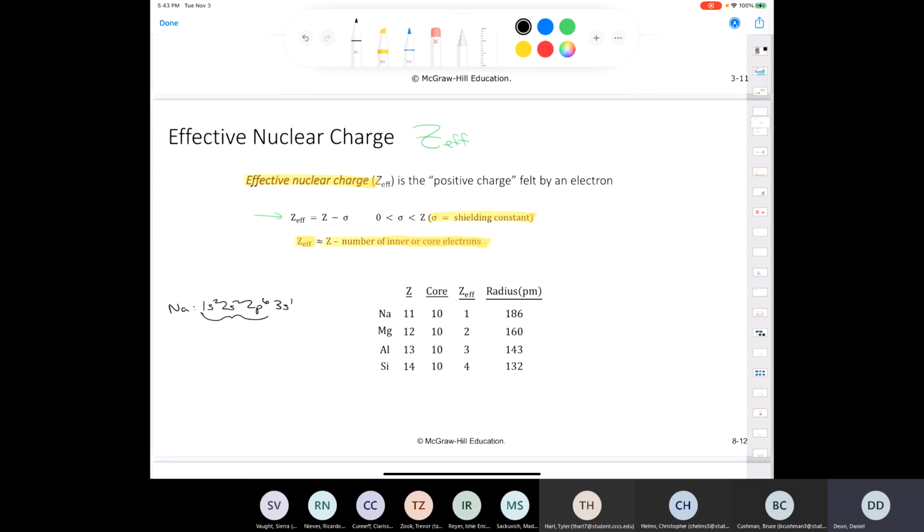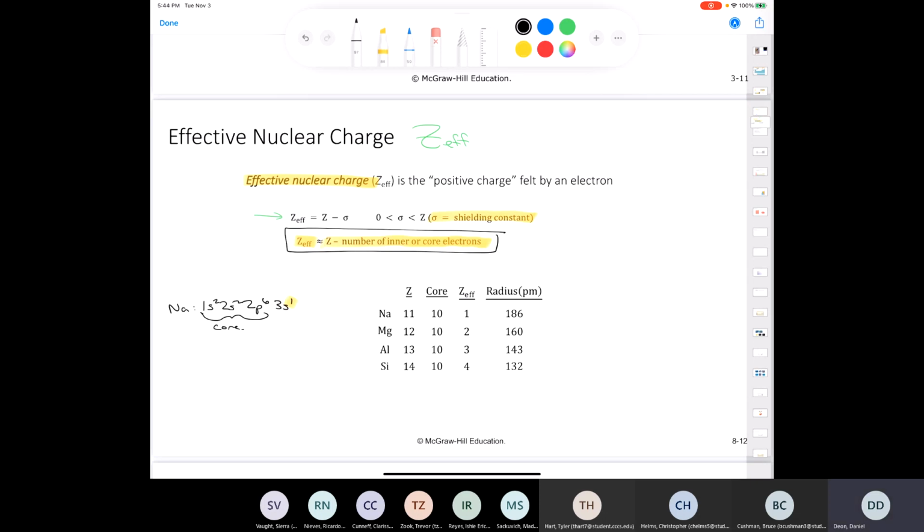So all of these electrons here are core. How many are there total? 1s2, that's 2. 2s2, 2 plus 2 is 4, plus 6 from the p gives me a total of 10. And so sodium has an atomic number of 11, but it has 10 core electrons. And if we use this formula right here, 11 minus 10 gives you an effective nuclear charge of 1. This is the effective nuclear charge felt by that 3s1 electron.